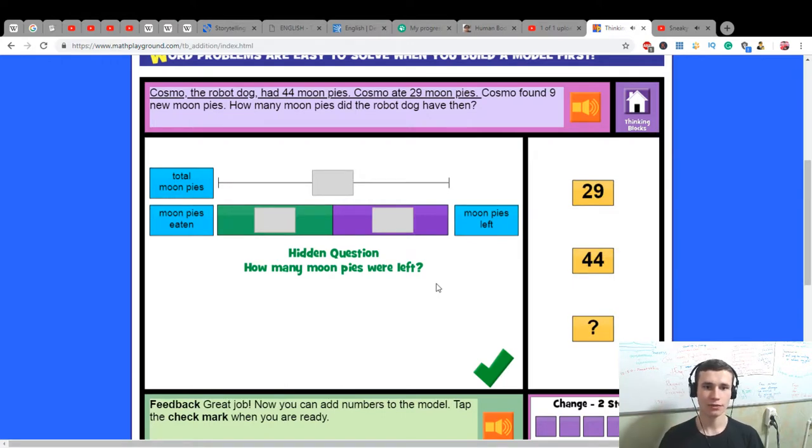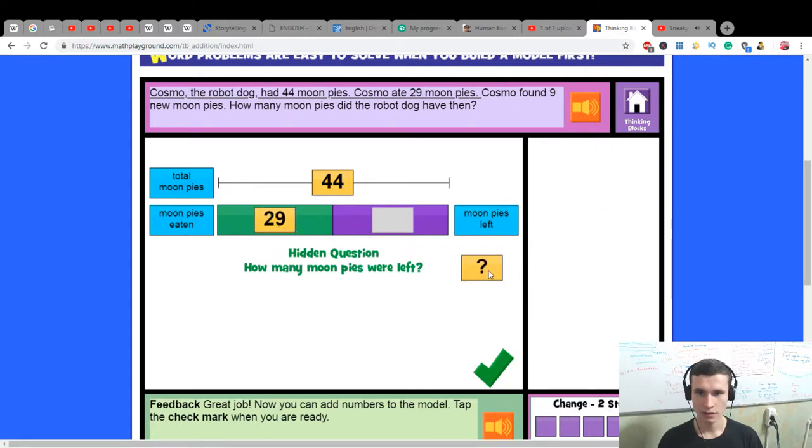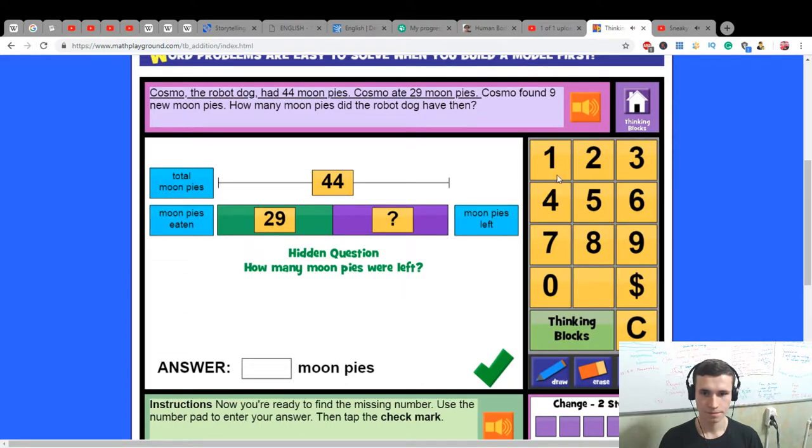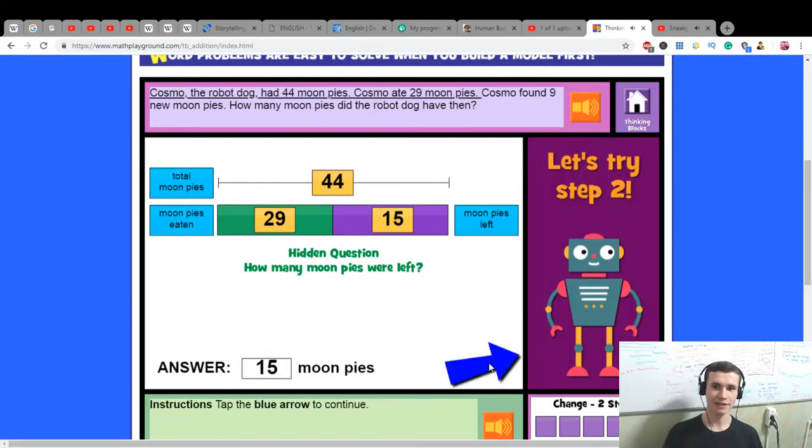Cosmo the robot dog had 44 moon pies. 44. Cosmo ate 29 pies. 29. Cosmo found 9 new moon pies. How many pies were left? Left is 15. Yes! Let's try step 2.